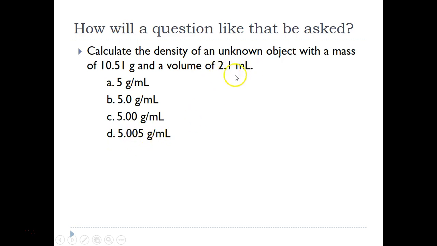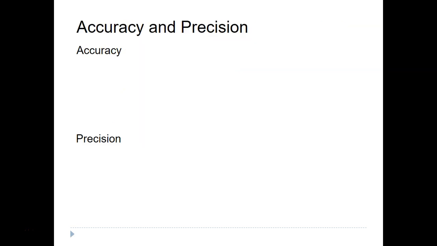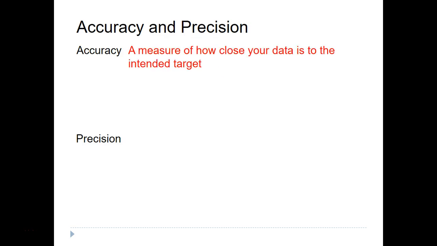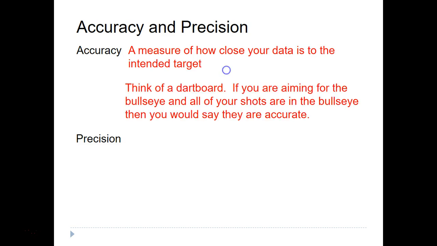But since there's 2 significant figures in 2.1, the true answer would be 5.0. Alright, accuracy and precision. A lot of kids think these are the same thing, but they are totally not. So accuracy is a measure of how close your data is to the intended target. So think about a dartboard.